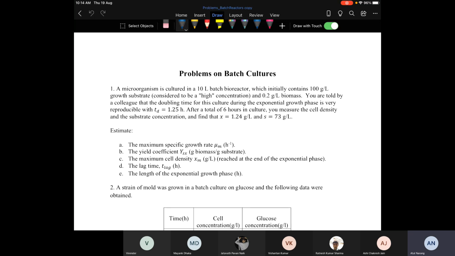What is the X max that is attained? Sometimes technically they call it crop limiting. What is the final crop of organisms that you get?